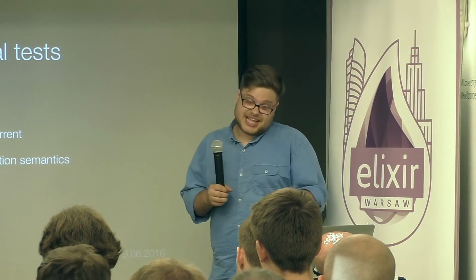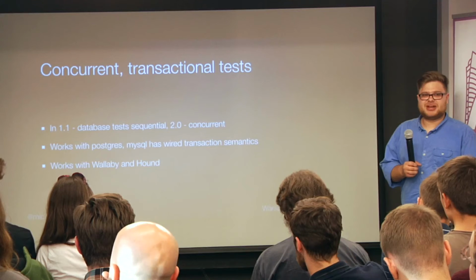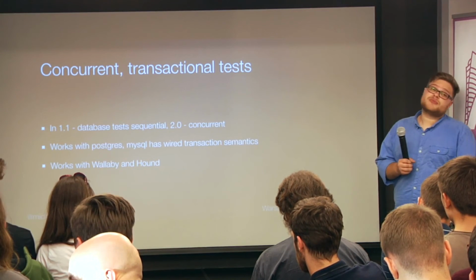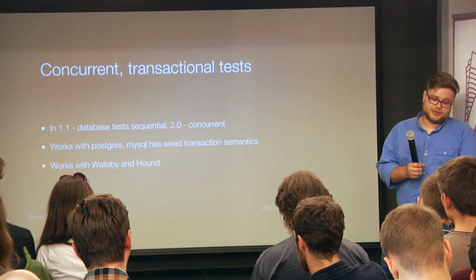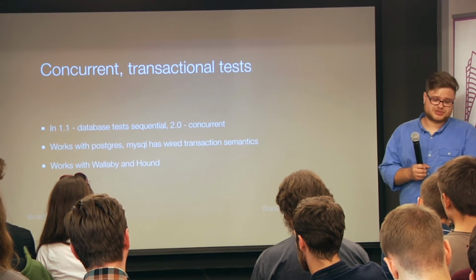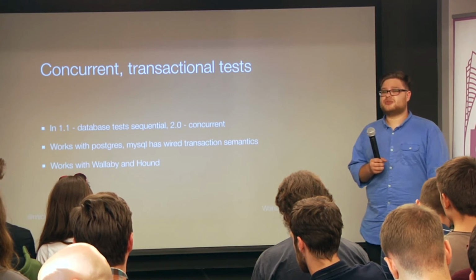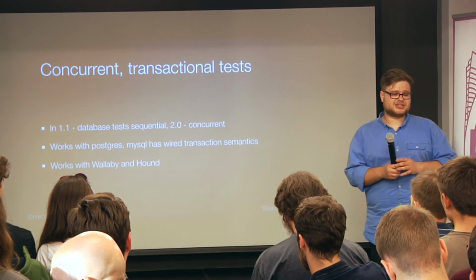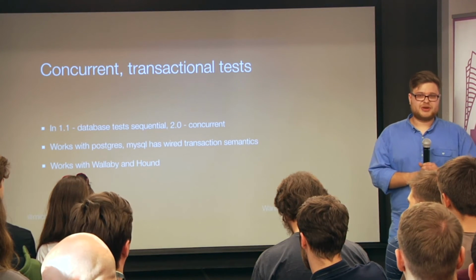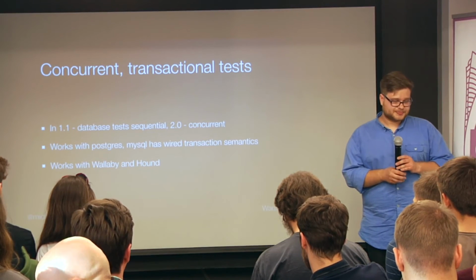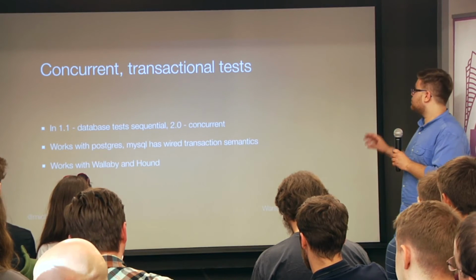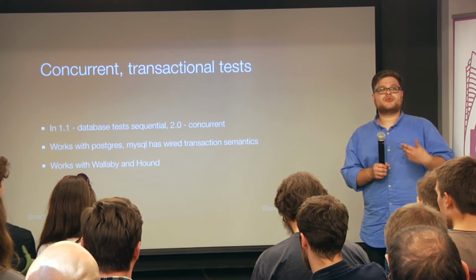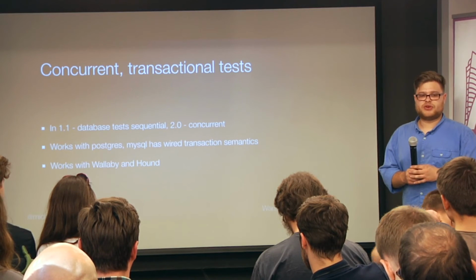But it's fixed now, let's say, and you can run the tests that touch the database concurrently. It only works with Postgres for now, because MySQL has weird transaction semantics: when you roll back the transactions, it will lock other transactions, and there are very, very weird edge cases around that. So it also works with Wallaby and Hound, which are two integration testing libraries for Elixir.